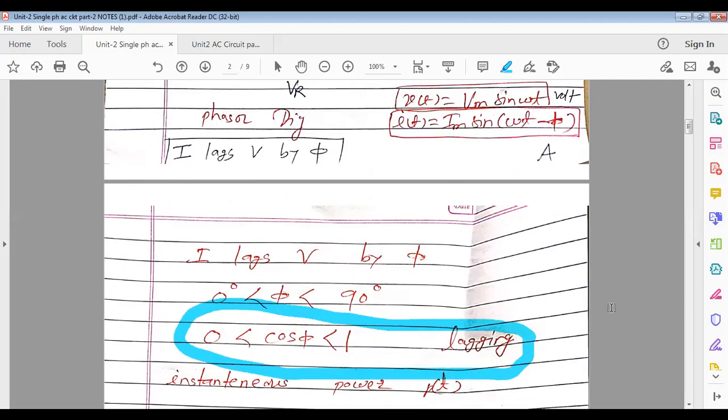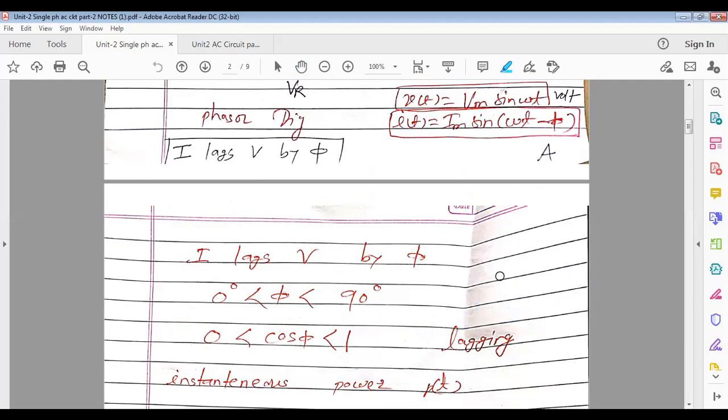So power factor nature is specified in terms of total current. If total current lags total voltage, specify it as a lagging power factor. If you find in the circuit total current is leading total voltage, then specify the nature of power factor as leading. Clear to everyone? Yes, ma'am.